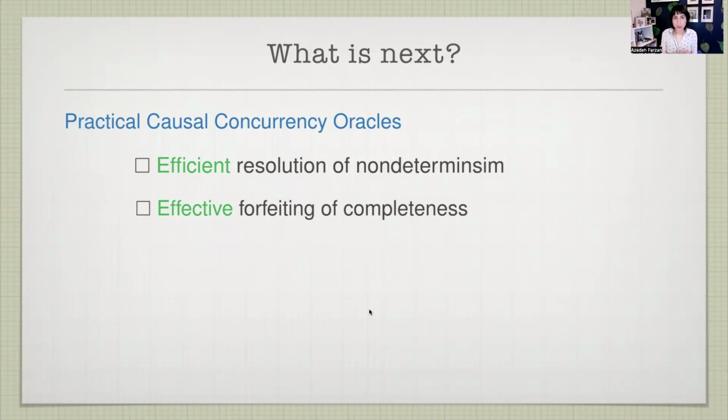So what we're doing now is actively looking into, first, whether non-determinism can be resolved efficiently without compromising anything, and then leaving as an option a way of forfeiting some of the completeness to curb the blow-up from non-determinism, to actually have a practical algorithm based on this for something like race detection.